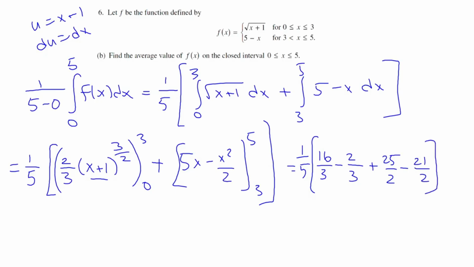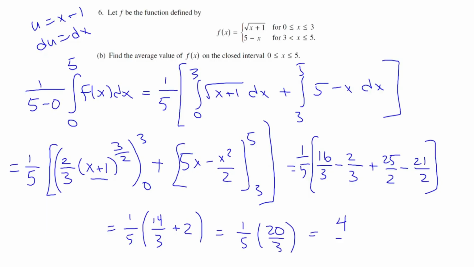And now we can just go through and do the arithmetic here. Well, we got 1/5. And we have 16/3 minus 2/3, which is going to be 14/3. And 25 halves minus 21 halves is going to be 4 halves. So that's just plus 2. 2 would be 6/3. So this is 1/5 of 20/3. Well, 20 over 5 is 4. So we just end up with 4/3.